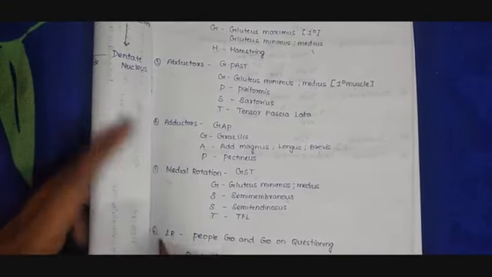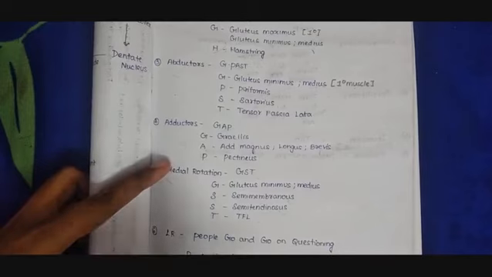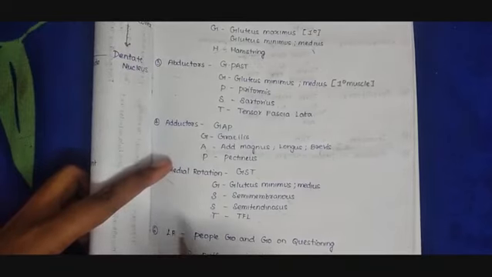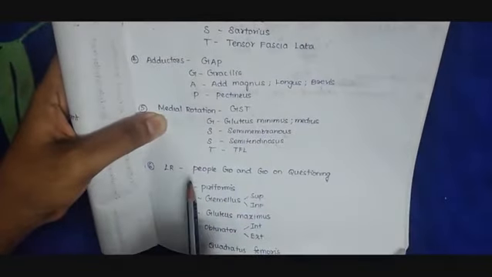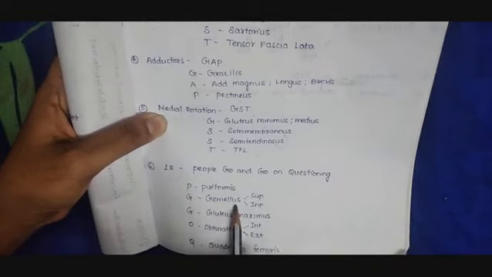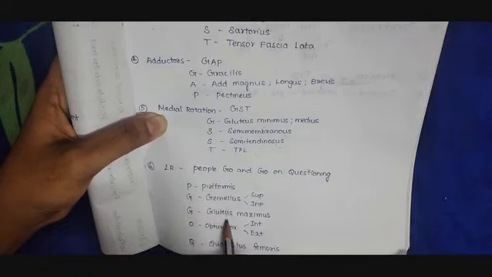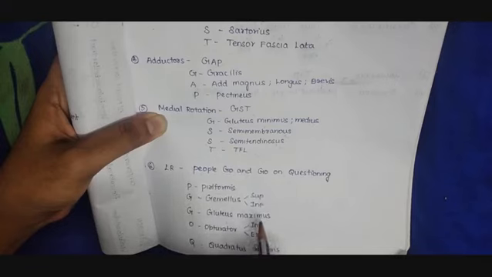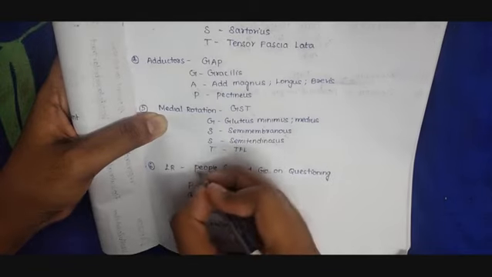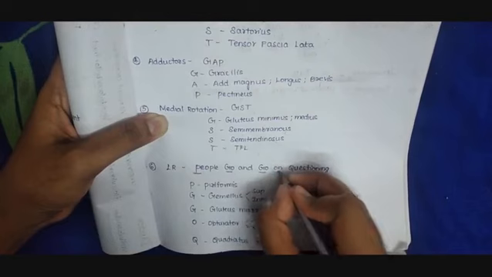Now let us discuss the lateral rotators of the hip. In order to remember the lateral rotators of the hip, we have to remember the sentence "People Go and Go on Questioning." Actually, you have to remember the sentence, not a mnemonic. P stands for piriformis muscle. G stands for gemelli, which include both superior and inferior gemelli. Another G stands for gluteus maximus muscle. O stands for obturator, which include both internal and external obturator muscle. And Q stands for quadratus femoris muscle. So P, G, G, O, Q.